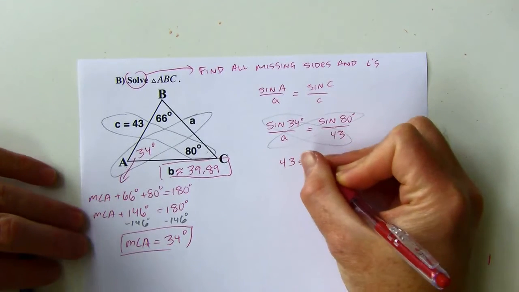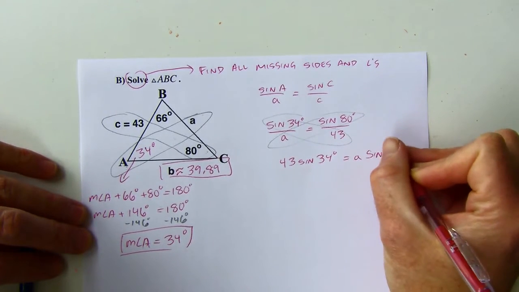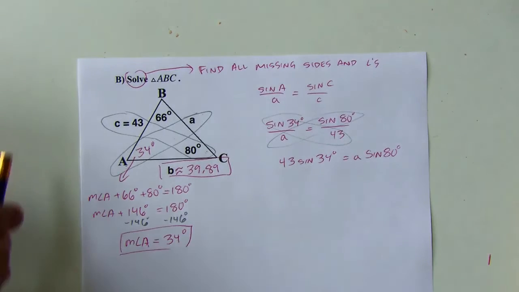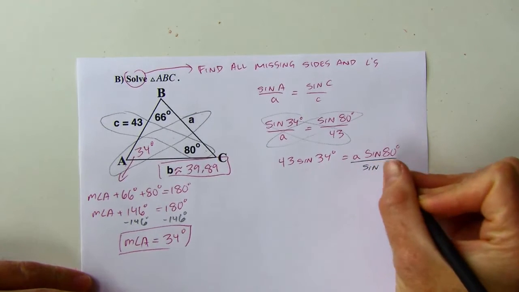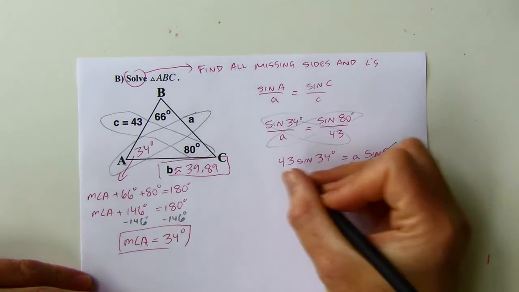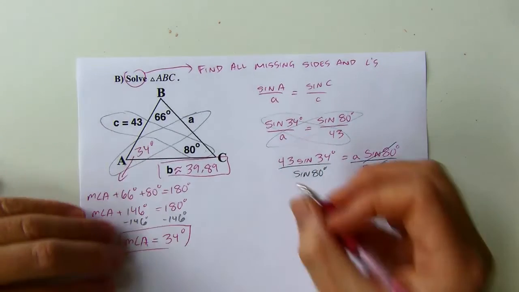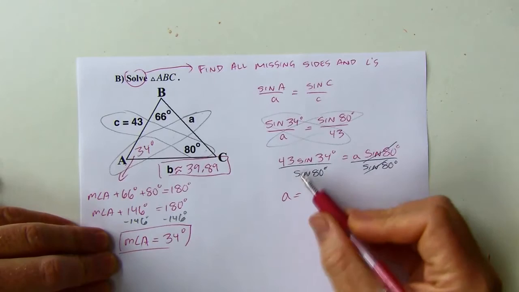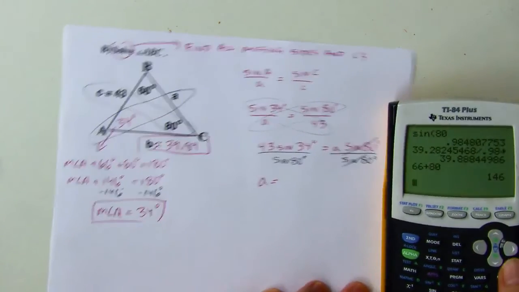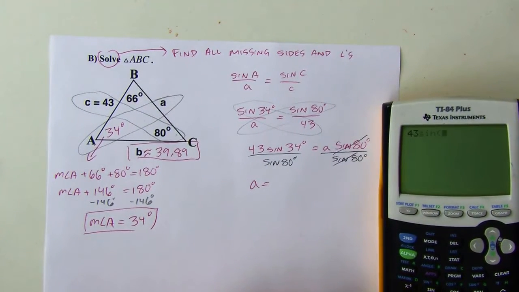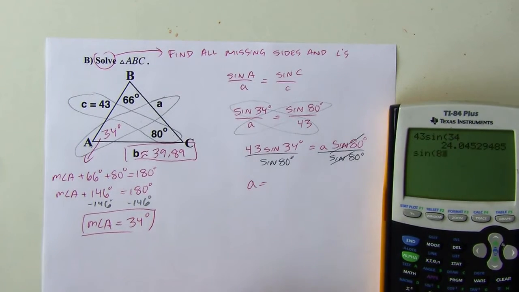43 times the sine of 34 degrees is going to equal a times the sine of 80 degrees. Okay, and I want to solve for a, so I'll divide by the sine of 80 degrees here. So a is going to equal this mess, but my calculator can sort that out, right? So let's see. 43 times sine of 34 degrees is this, and then the sine of 80 degrees is this.